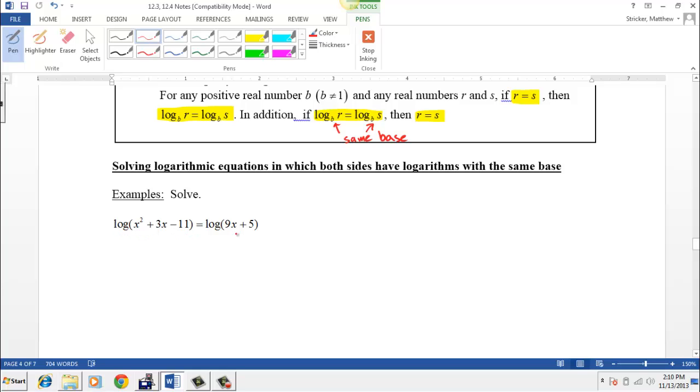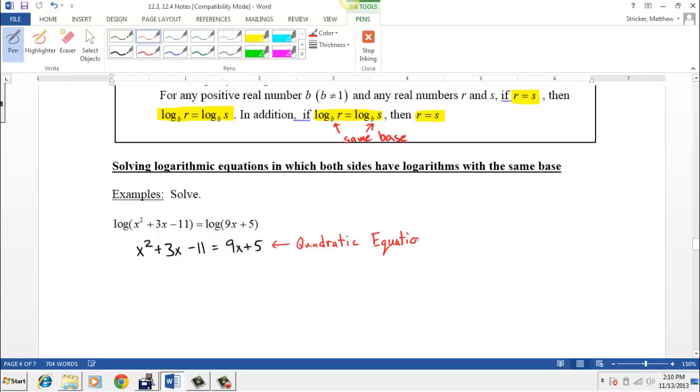And since it's a log equal to a log, I can just drop the log and say, okay, that means we have x squared plus 3x minus 11 has to be equal to 9x plus 5. Which is what type of equation? It's a quadratic equation, which we haven't maybe solved one of these for a little while, but we should know how to.